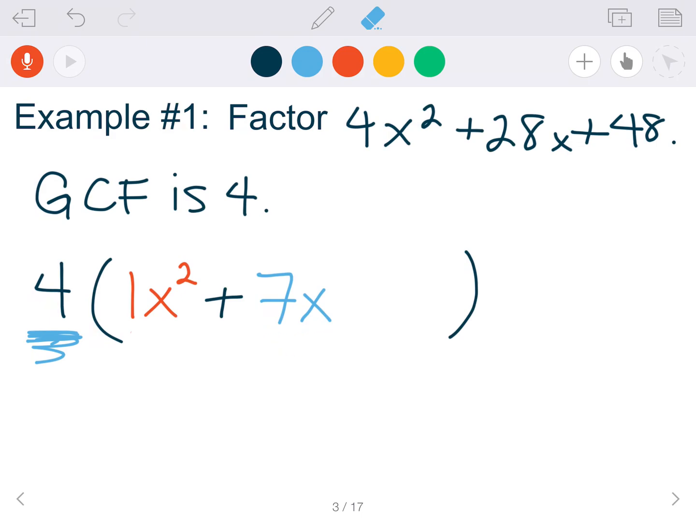And now what sign separates 28x from 48? What sign separates these two terms? Again, it is addition, so we will put an addition sign right there. And now moving on to 48, if we take 4 out of 48, what are we left with? In other words, 4 times what number equals 48? That is 12. Let's check our math. 4 times 12, that is 48.